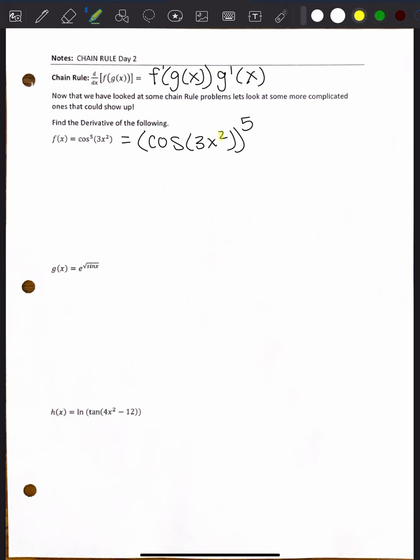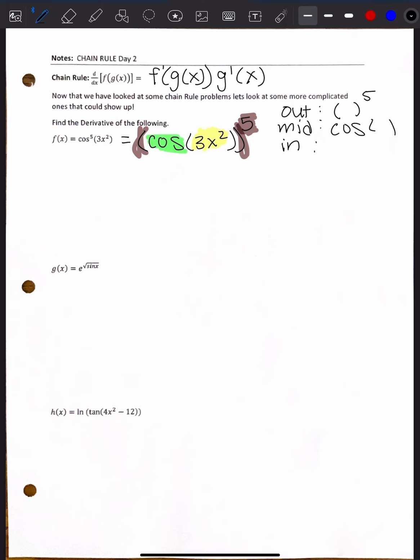Our inside function is all of this stuff on the inside, that 3x squared. We have an outside function, which is this to the fifth power. It also includes these parentheses. And then we have our middle function this time, which is cosine. So we need to peel this back in layers. We're going to deal with the outermost function, our middle function, and then the inside function. So we need to deal with the fifth power, then cosine, then 3x squared.